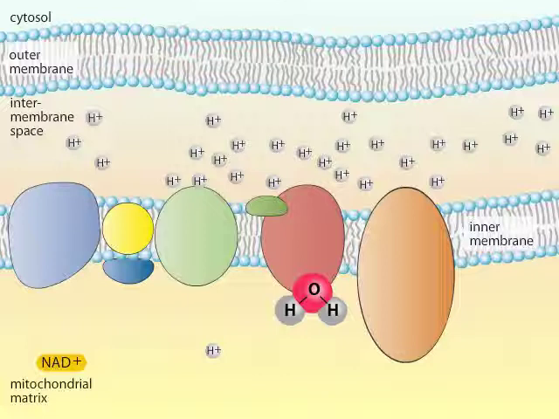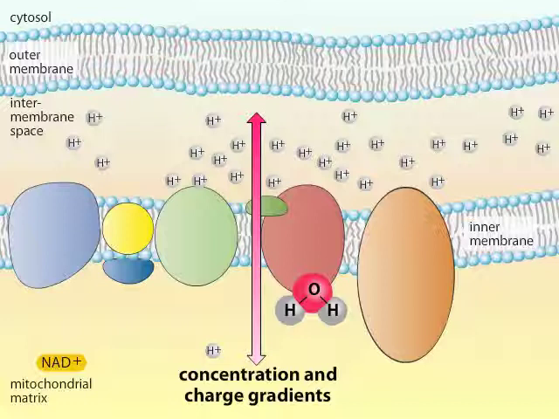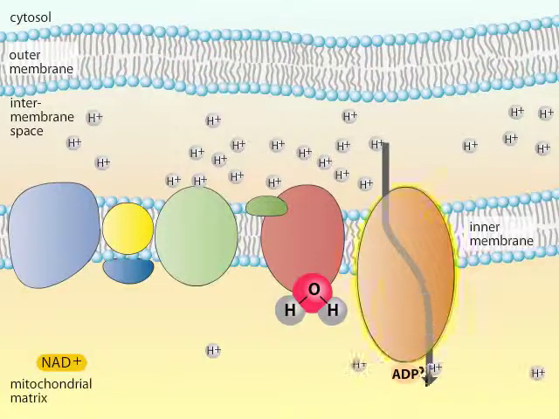The process of transferring electrons along the chain releases a great deal of energy, which has been used to pump protons into the intermembrane space. This active transport of protons sets up an imbalance of both concentration and charge across the membrane. The imbalance represents potential energy. The protons have a tendency to flow down their concentration and charge gradients.